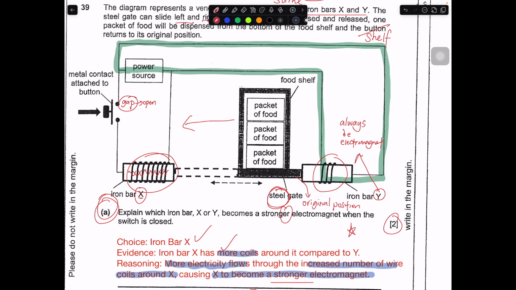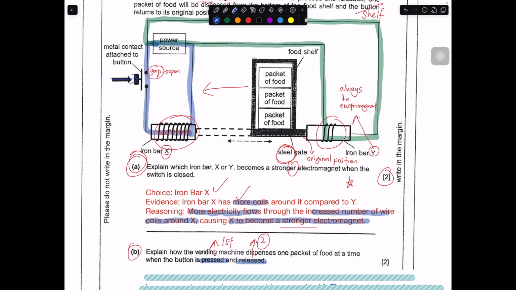So what happens when it's being pressed? The situation is now being pressed. So this is what's going to happen. Electricity will start to flow through this part, through the coil wire around iron bar X, back to the power source. And because X, as we said, is a stronger electromagnet, it will attract the steel gate towards the left and then allow the food to be dispensed.